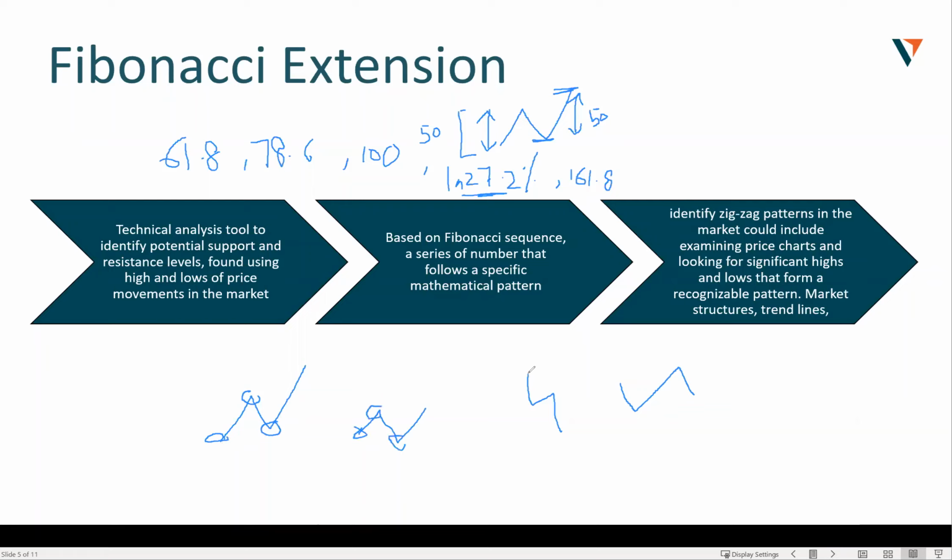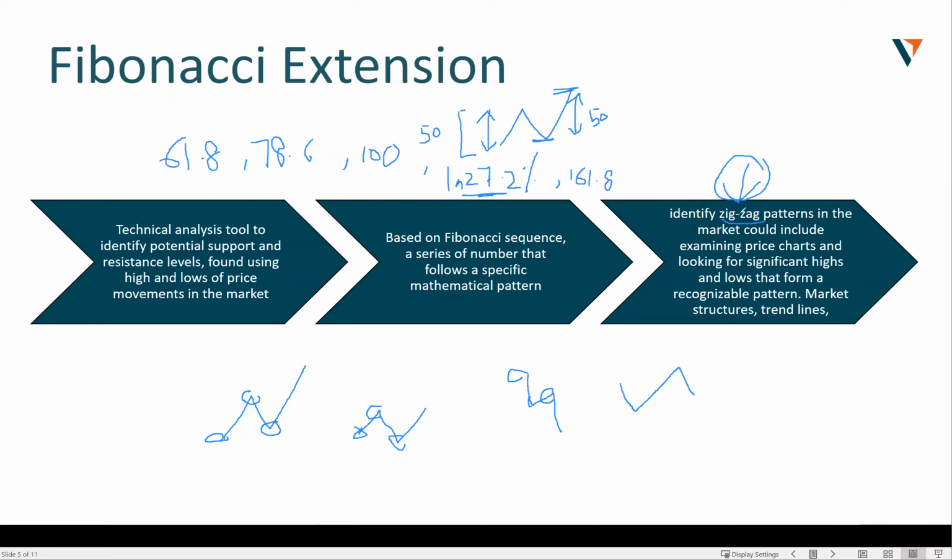So you can just start off with identifying zigzag patterns in the market. Once you've identified them, you can use these 3 points to project the extension levels. There are 4 kinds of zigzag patterns we're looking at, and we will see them in deeper detail in the next few slides.